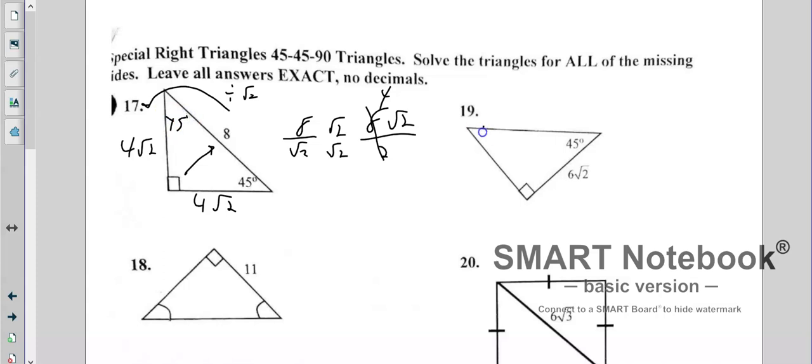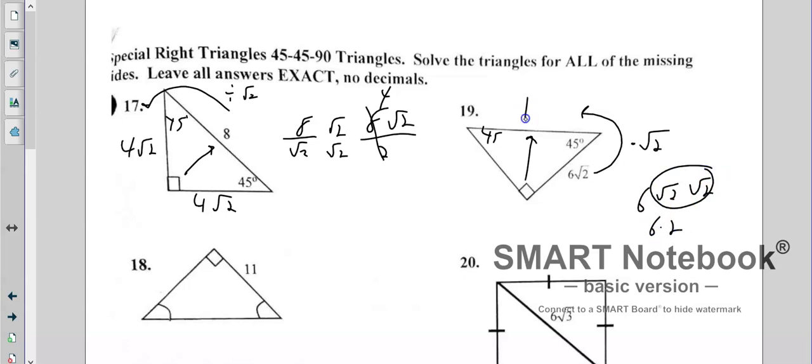All right, here we have 45 right here. Here's my hypotenuse. Going from here to here, we're getting bigger, and the magic number is radical 2. So 6 radical 2 times radical 2. Remember, this simply becomes 2. So that makes this 12. And that is the same because it's an isosceles triangle.